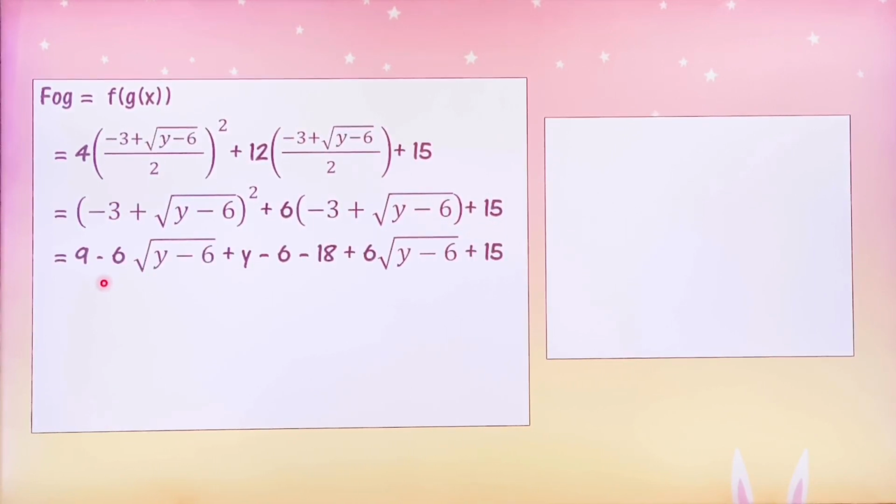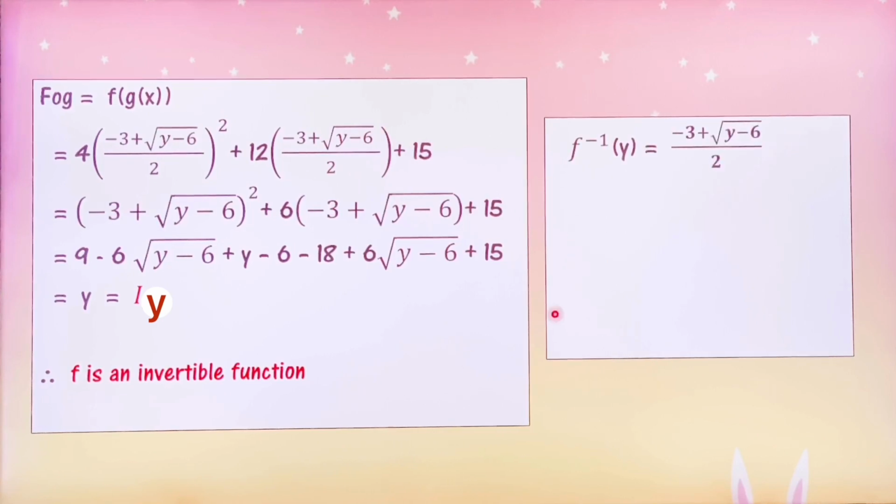Using the identity (a-b) whole square, we get 9 - 6√(y-6) + y - 6 - 18 + 6√(y-6) + 15. That is equal to y. Therefore, f is an invertible function.